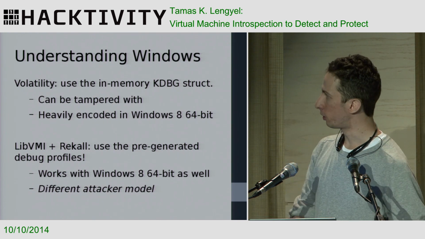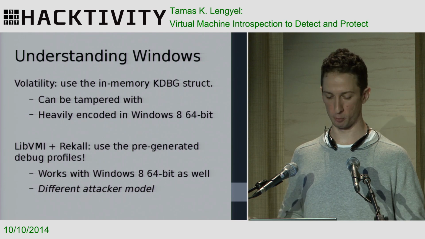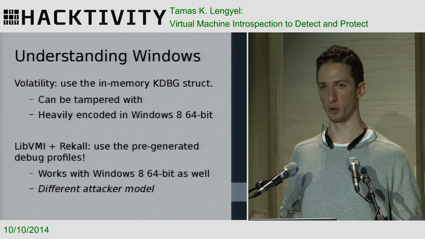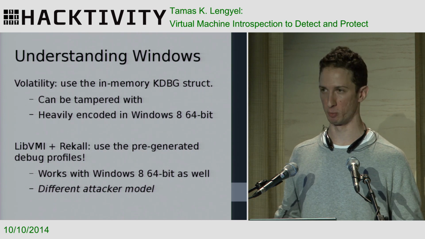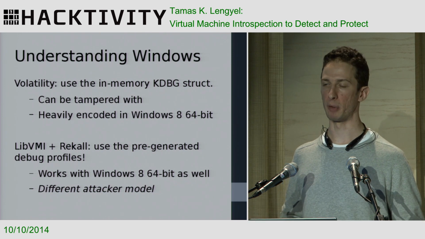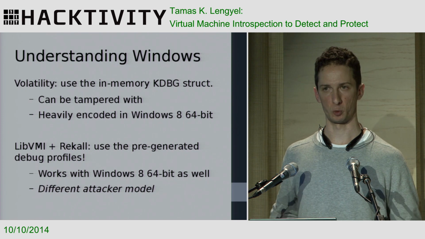Now, with LibVMI and Rekall, we can use the pre-generated debug symbols, and we should be fine. And it works directly on Windows 8 64-bit as well, because that information is binding, right? Microsoft gave us those debug symbols, so we can trust that it accurately describes where those structures are going to be in memory. But again, this is a different attacker model than what forensics tools do.